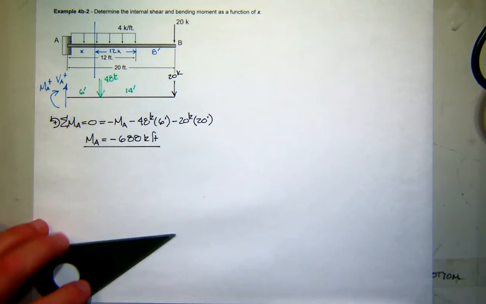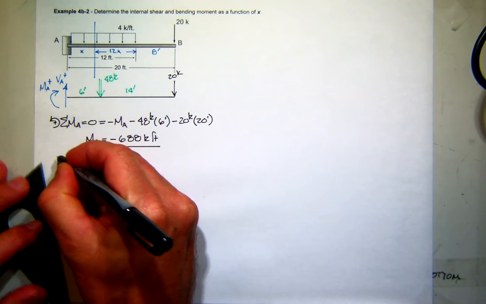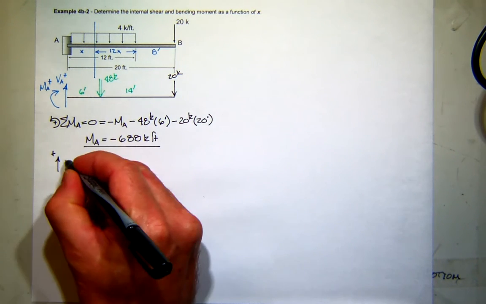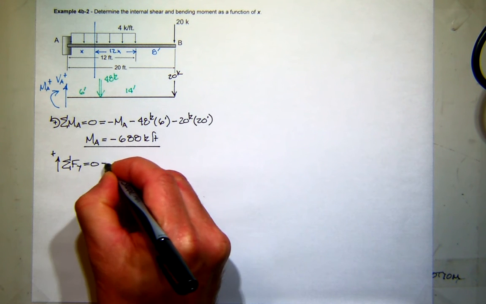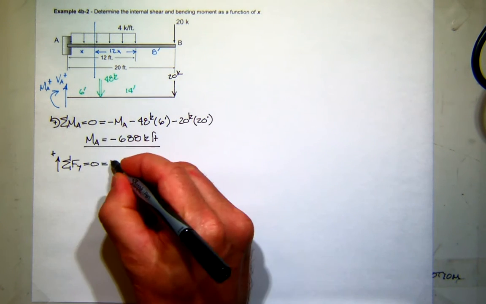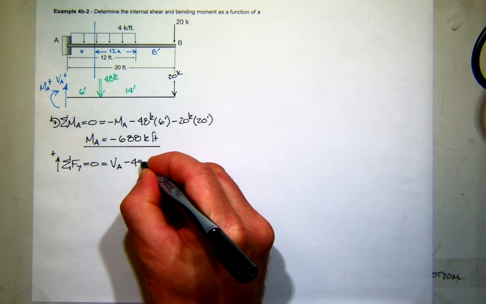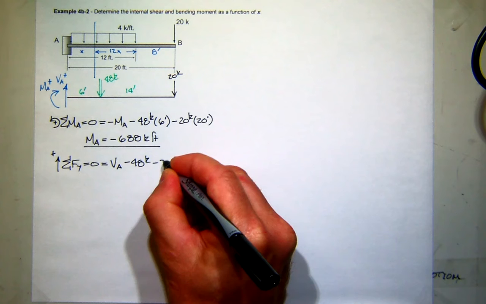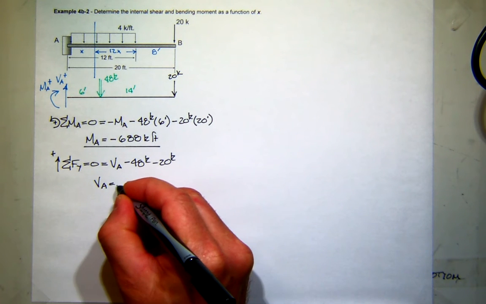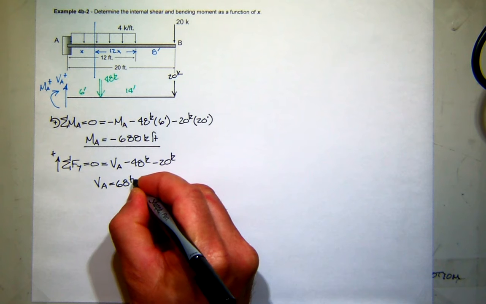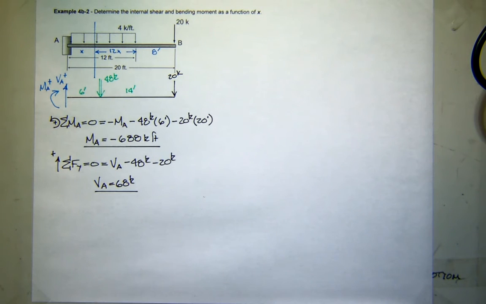So that kind of matches my intuition. And then I'll go ahead and sum forces quickly in the y direction, and I should find my shear force. My shear force is acting up, and these two forces are acting down. So it looks like the shear at A is equal to 68 kips. So I know where my equations are going to start.